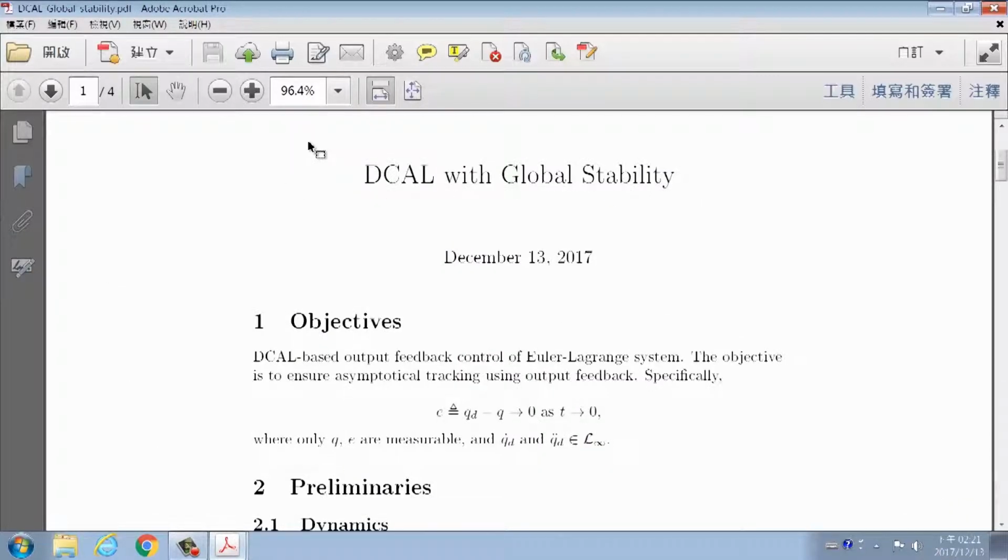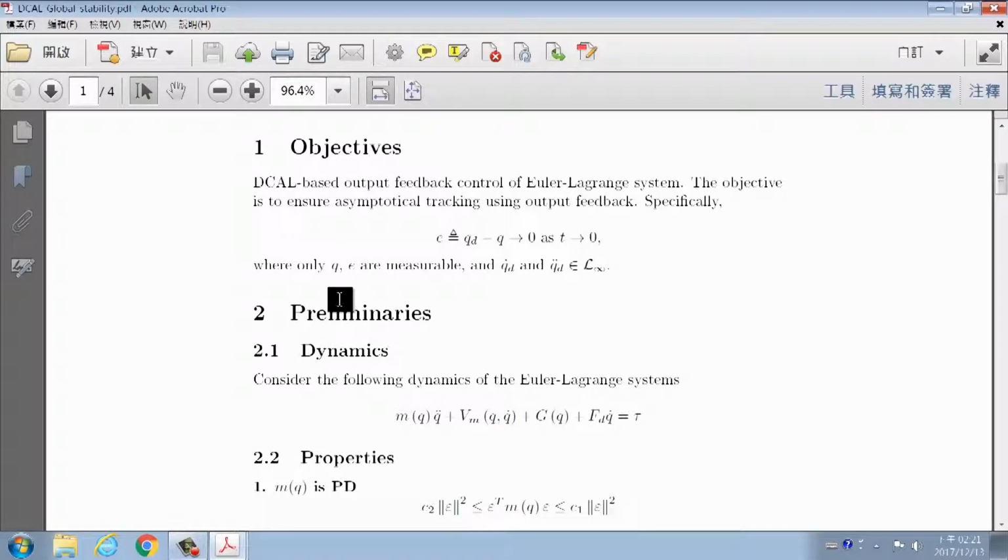To be honest, I only used the P filter once in my research. But it's important that if only the states are measurable and the double dot is not measurable, it's a good approach, a good candidate tool to use. So it's very practical. It can be used to deal with any practical case. Inertia, we don't know VM, we don't know G, we don't know F. You still can get semi-global asymptotic tracking.